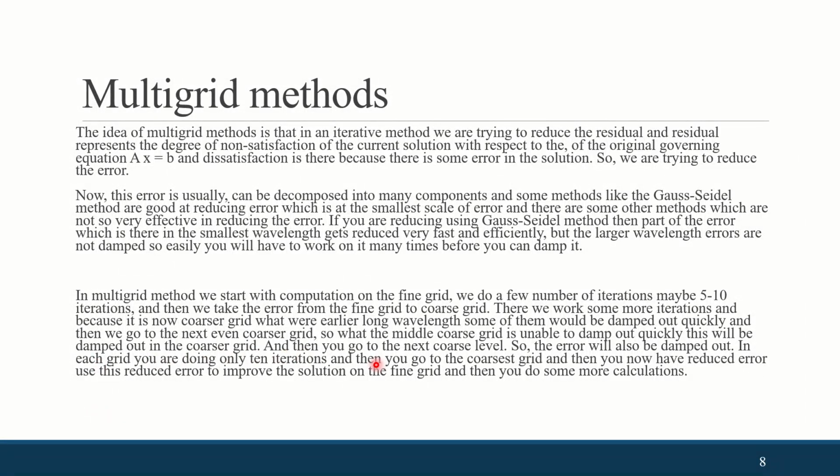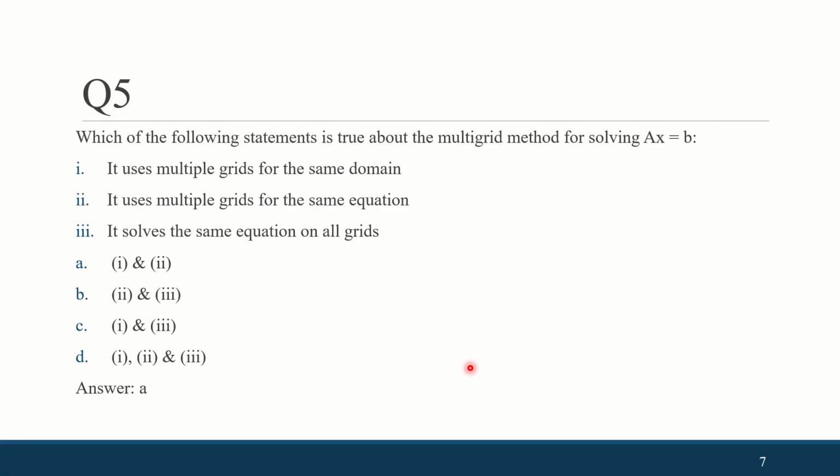In each grid you are doing only a few iterations, and then you go to the coarser grid, and now you would have reduced this error, right? And then we would use this reduced error to improve the solution on the fine grids, and then the calculation continues. So the error from the coarsest grid is used on the finest grid, and then the calculation is done further. So the question given here is asking which of the following statements is true about the multigrid method for solving Ax = b.